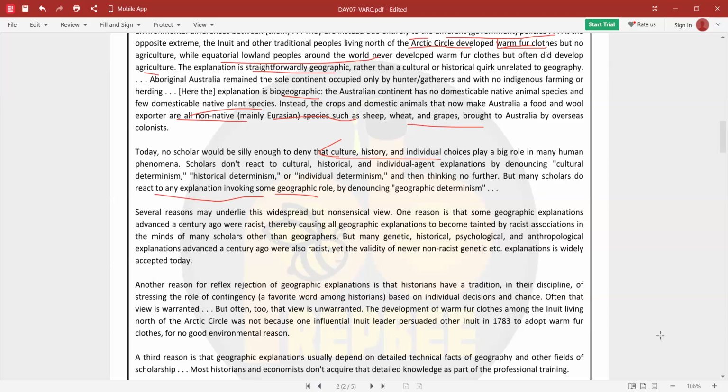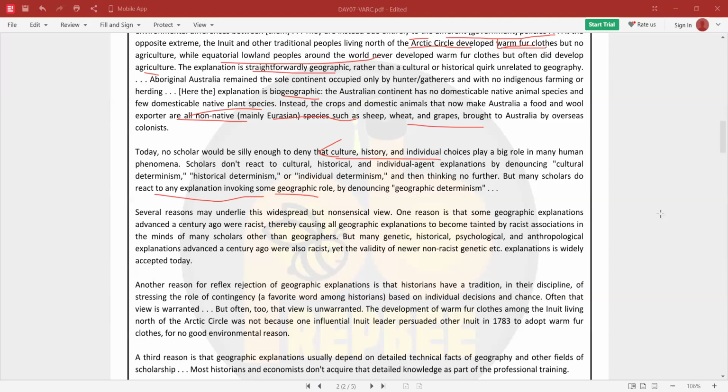So here, the author asserts that it's universally accepted today that history, culture, and individual choices influence human behavior and social development. So scholars don't reject explanations based on culture or history as overly deterministic. But with geographic explanations, they do believe that they are very deterministic.